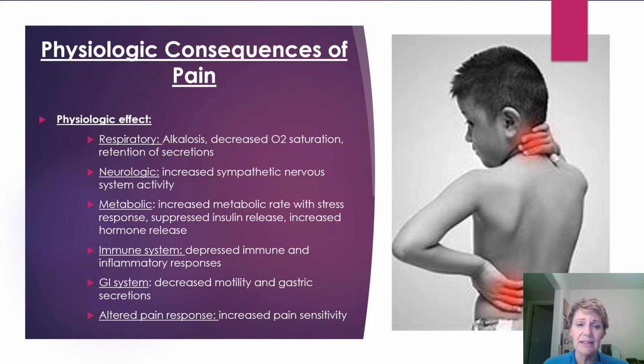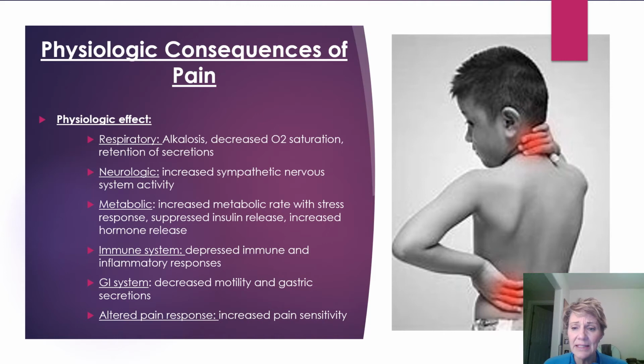Neurologic signs and symptoms, the sympathetic nervous system will have some overactivity. Metabolically, we will see an increase in metabolic rate and an increase in stress response, which then causes us to have an increase in hormone release. One of the common stress hormones is cortisol, and so we will see increases in that. The immune system, we are less immune. Much more likely to deal with infection and inflammatory concerns if we have a depressed immune system.